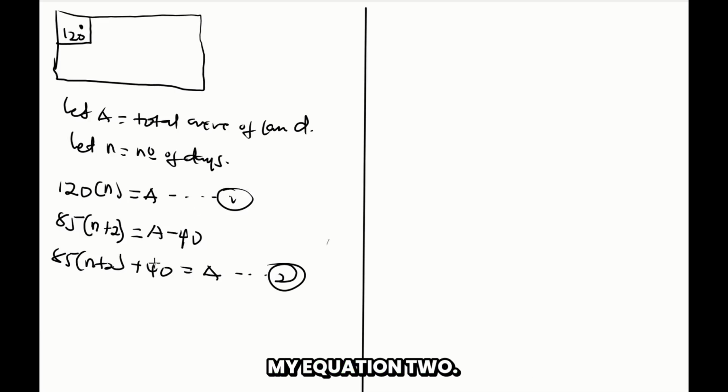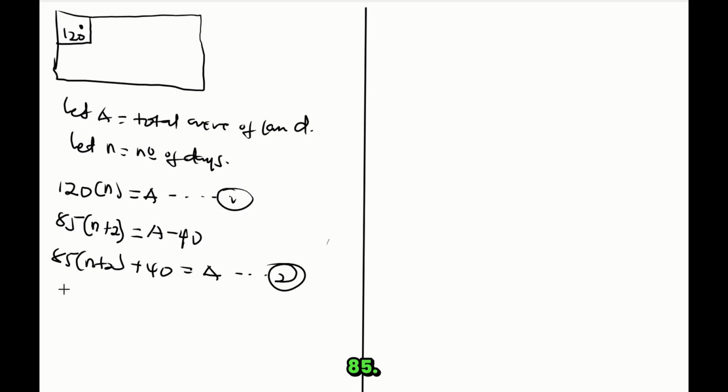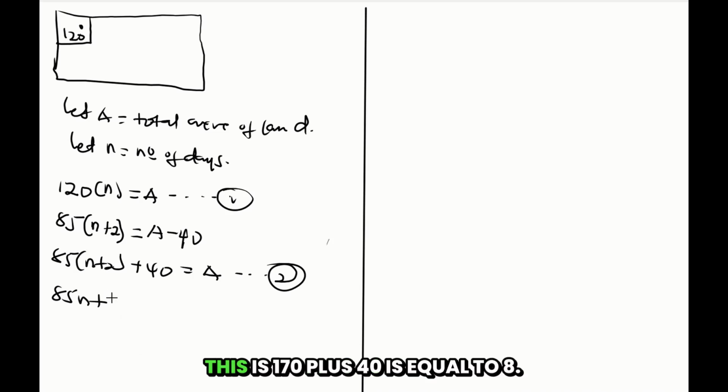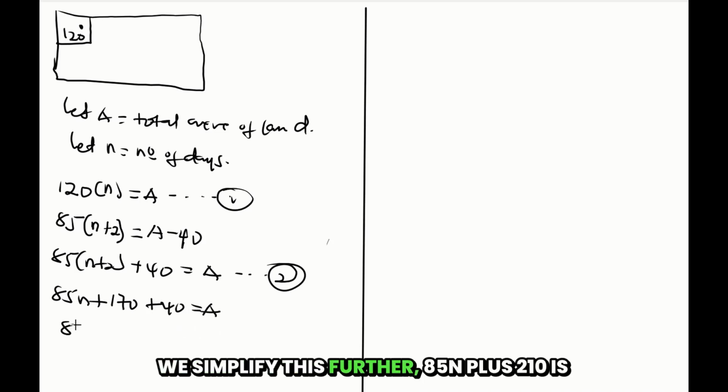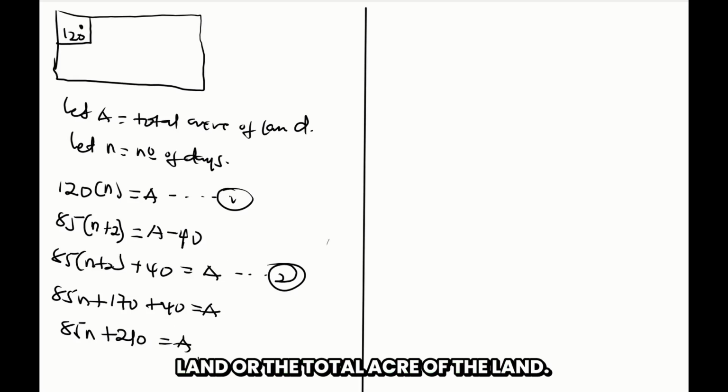Equation 2. So we've now gotten the relation. Let's expand equation 2. This is 85n plus 85 times 2, resulting in 170. This is 170 plus 40 is equal to A. Simplifying this further, 85n plus 210 is going to give us the total area of the land, or the total acre of the land.